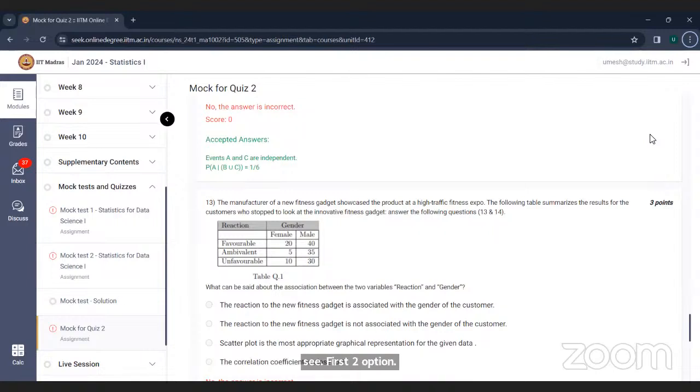For that we have to make what? How do we compare their association? By a contingency table or frequency table. Okay, so we will make a frequency table. Let's see.